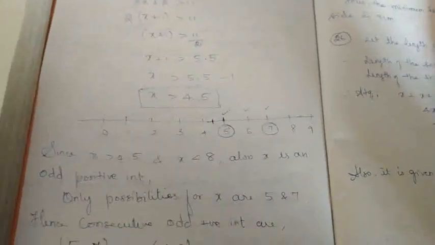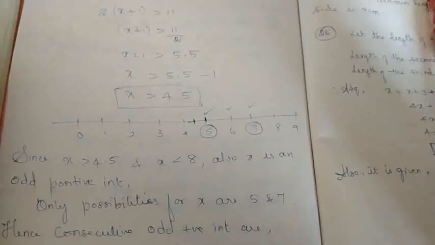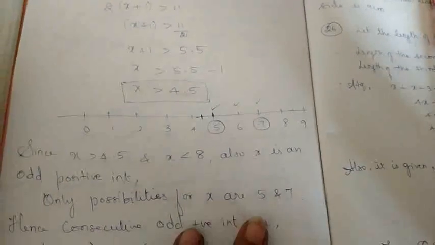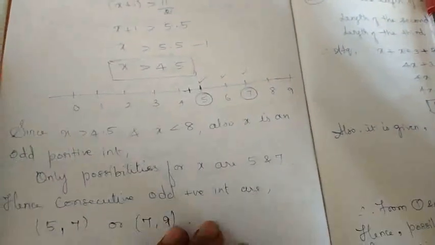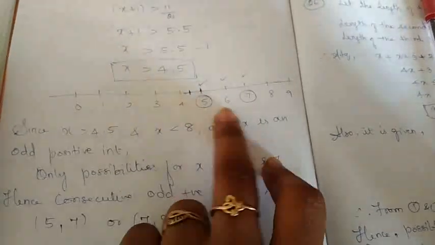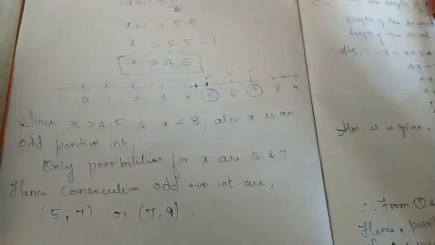Also x is an odd positive integer. So it's a positive integer, it's not the real number system. Right? So the only possibilities for x are 5 and 7, because it should be an odd integer. Right? So the only possibilities are 5 and 7. Hence the consecutive odd positive integers are 5 and 7 or 7 and 9.